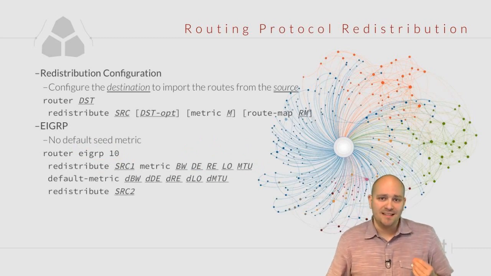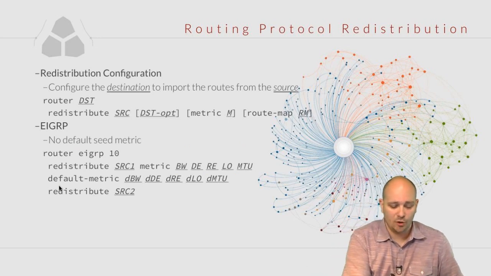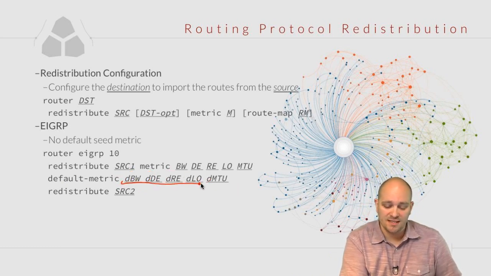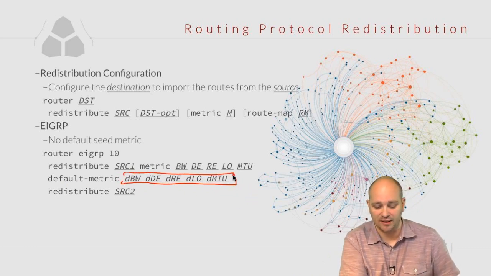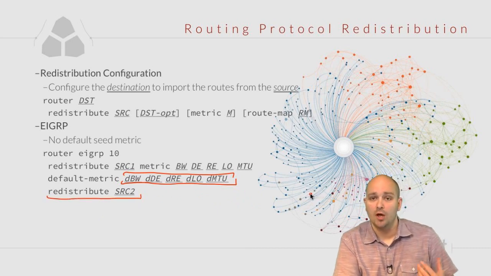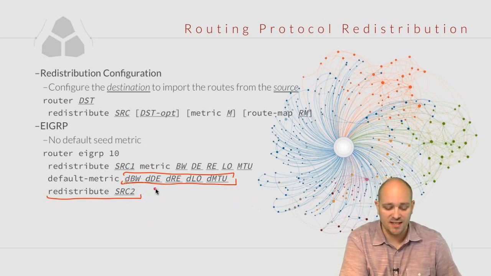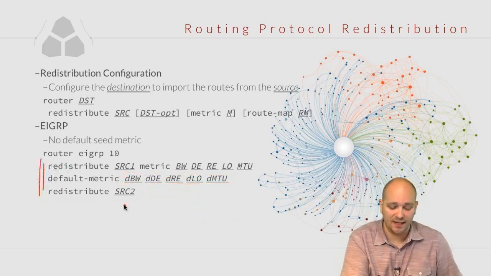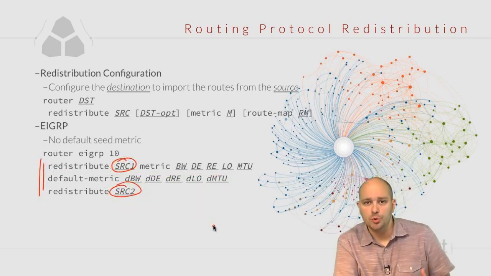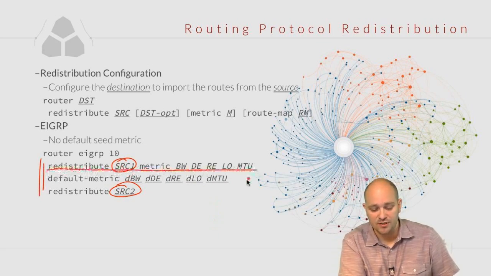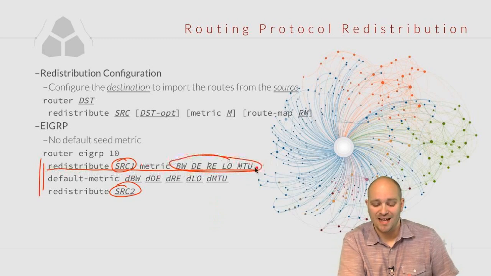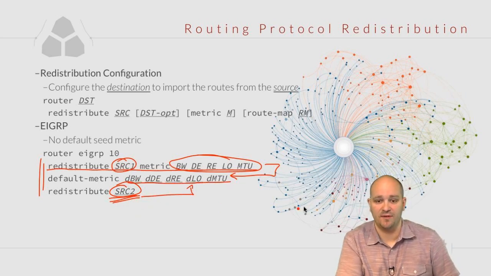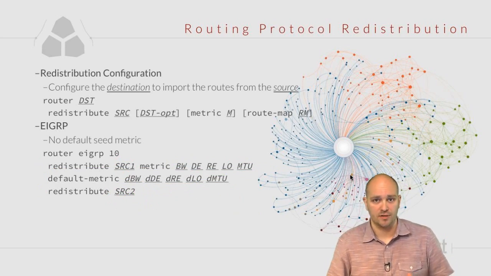Another way is to use a default metric command. Default metric is the command in which you can specify the default values, and here I prefix them with the lowercase d, so that we can say whenever we redistribute routes into EIGRP, use these metrics for the seed metric. In that case, just doing redistribute from a particular source will be effective, because these values here will then be used for the metric. Now, these can coexist just like I did here. So here we can see that we have redistribution configured from two sources. For the redistribution from source one, these metrics will be used because they override whatever is set as default. For the routes from source 2, of course, the seed metric specified in the default metric command line will be used for redistribution.